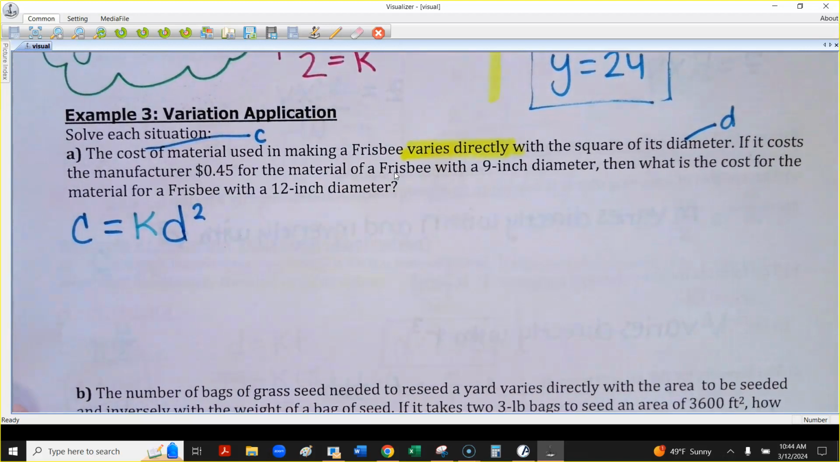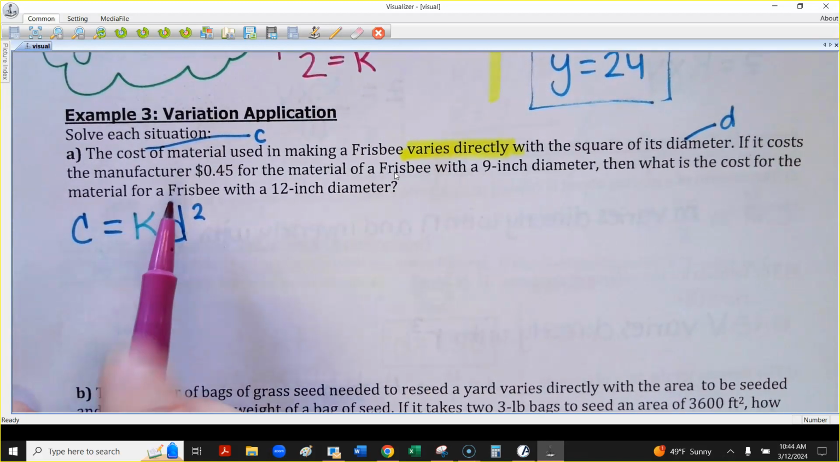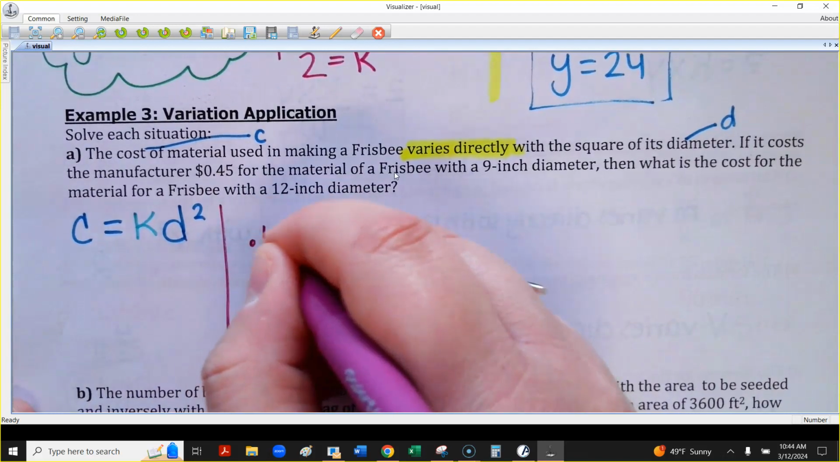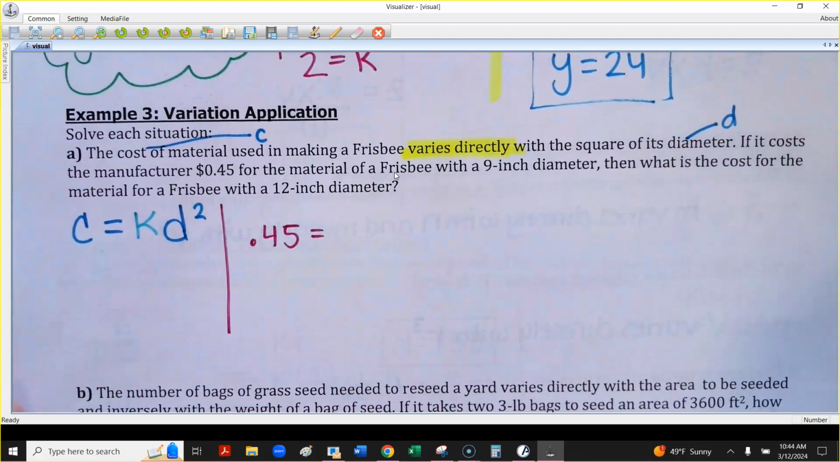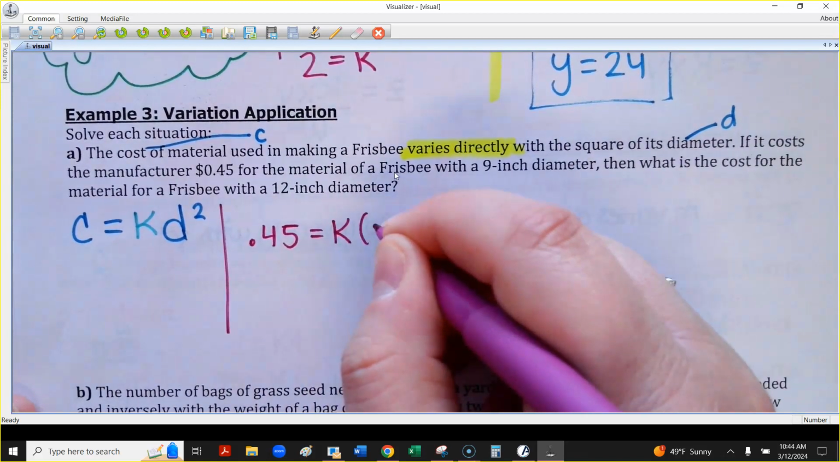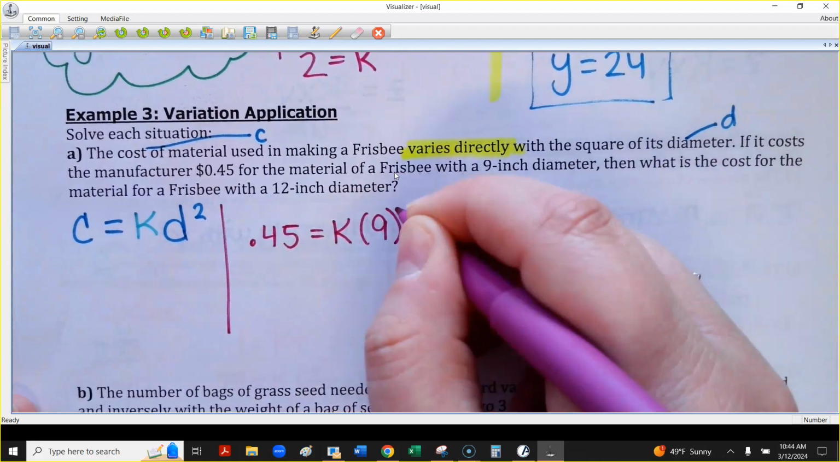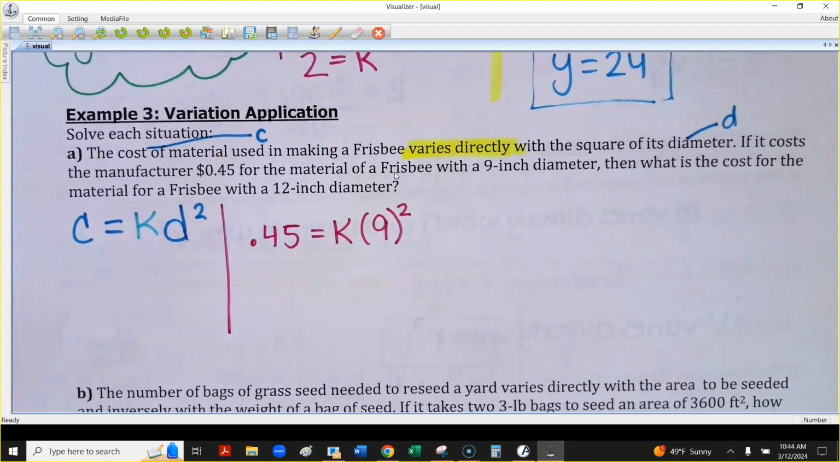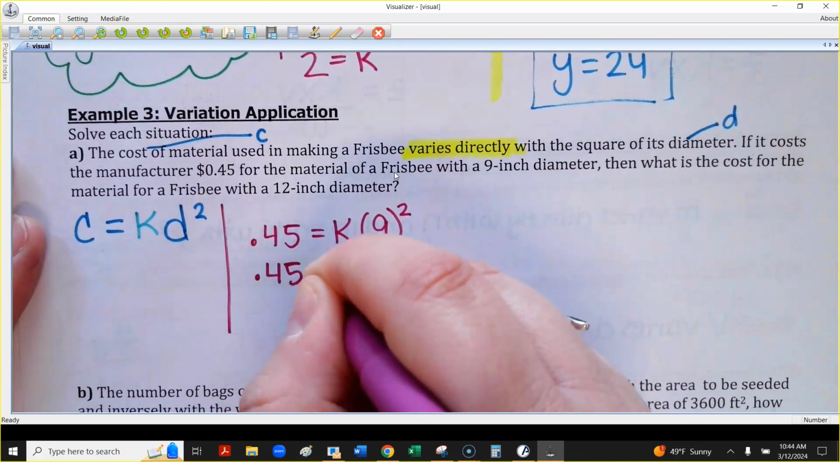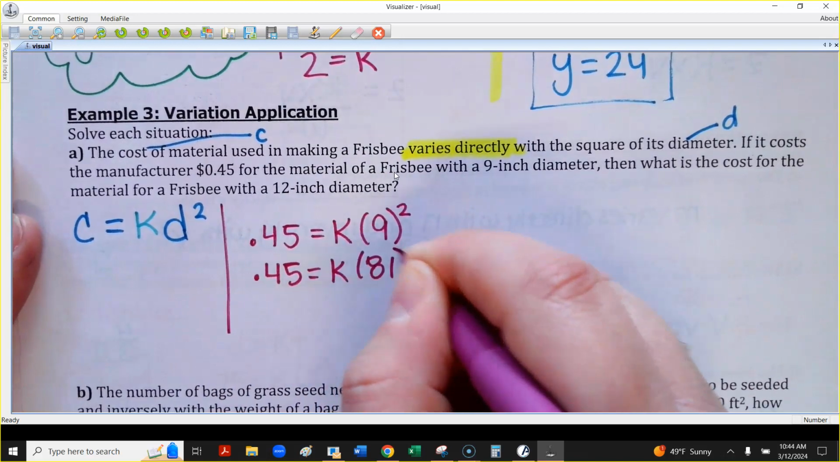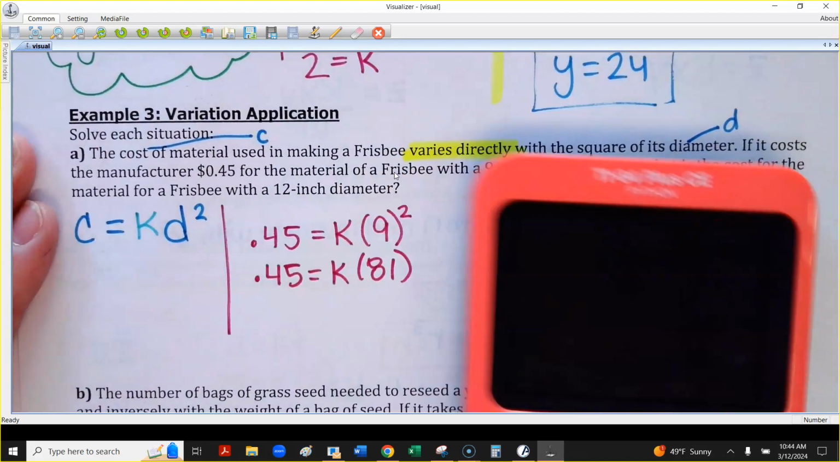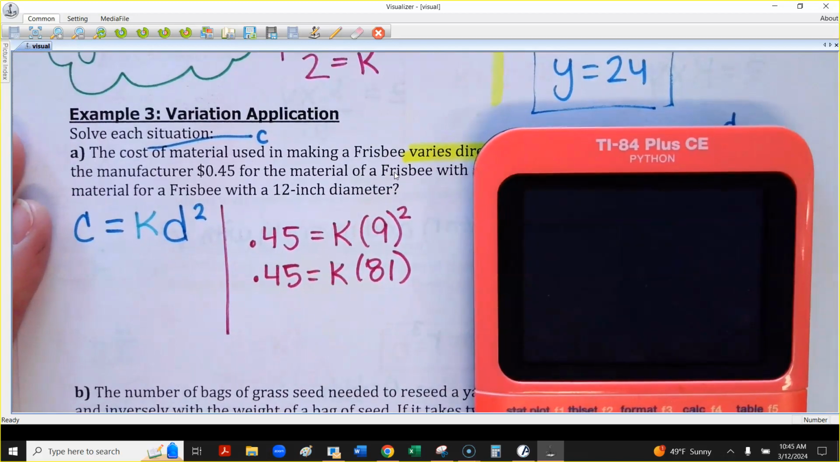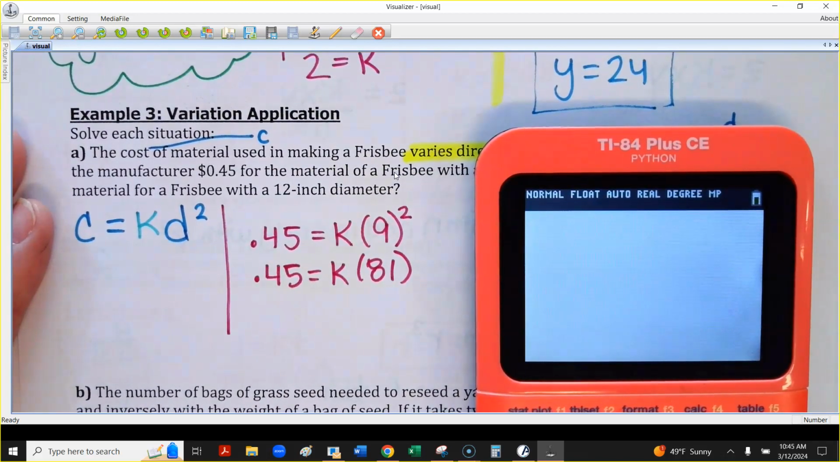It costs the manufacturer, so that's giving you the cost, that's the C value, 45 cents for the material of a Frisbee that has a 9-inch diameter. So we're going to use this to find K. The diameter ends up getting squared for this question. So I'd have 0.45 equals K times 9 squared, which is just 81. This is going to be a super small number because I'm going to divide 0.45 by 81 to get the k by itself.